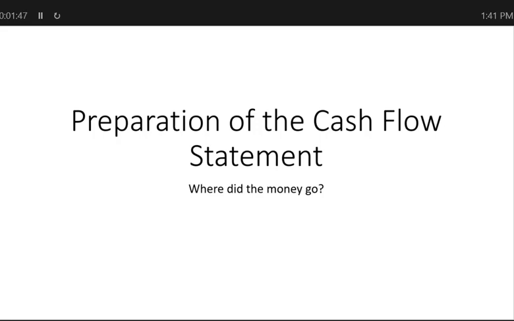It has the most activity of any of our assets, and it really is key to being successful. And therefore, we have an entire statement literally answering the question, how did we get from this cash balance at the beginning of the year to this cash balance at the end of the year?